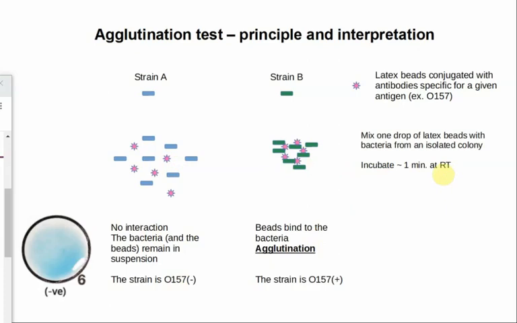So if the bacteria and the beads are just floating around in suspension, you see something like this. That's a negative result. If they agglutinate, you can see they form clumps on the paper strip or the plastic strip where they are. So you can see it just with your eyes. And you have to look after just 1 minute. If you wait for too long, they could clump together and it's not specific. So that's how this works. Very convenient, very easy to do. It's fast, right?